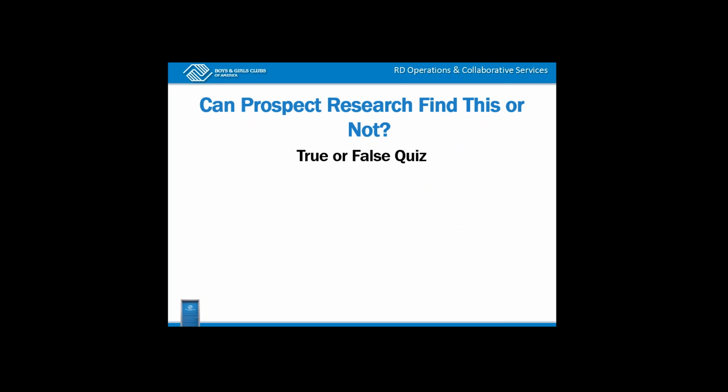And then something I like to do, just to make sure people are paying attention, is talk about what research can find and not find. So, a true-false quiz: true or false, can you find a property value through research? The answer is true. You can find it through your property appraiser site. Foundation assets, that's true. Through the 990, you can see somebody's assets.